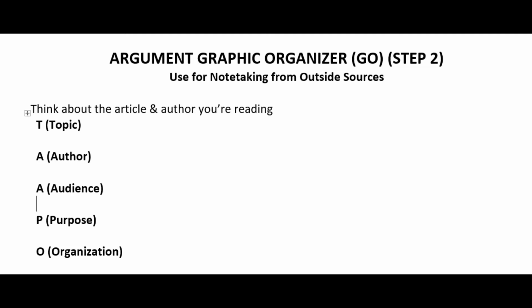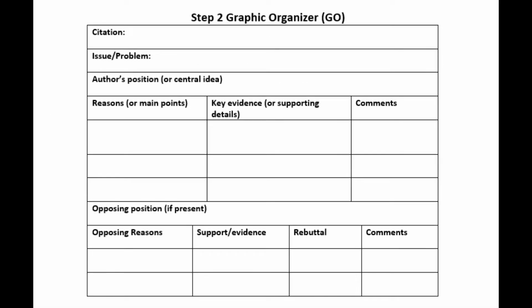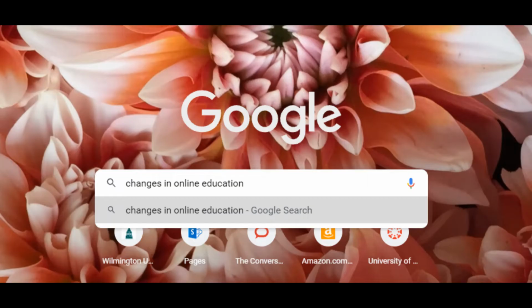You've seen a blank TAPO already, and here's the blank graphic organizer, or GO. Students use this to build citations and look for elements in a persuasive article like an issue statement, the author's position, reasons and evidence, and opposing reasons and evidence. The first step is for students to find articles that will work for them.